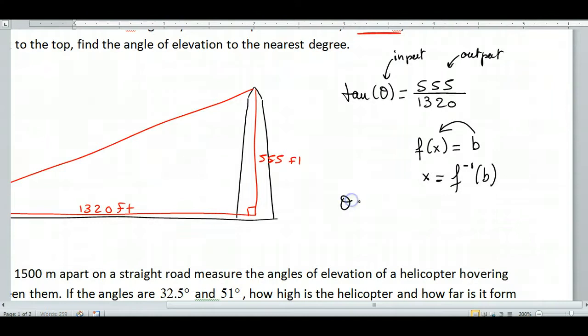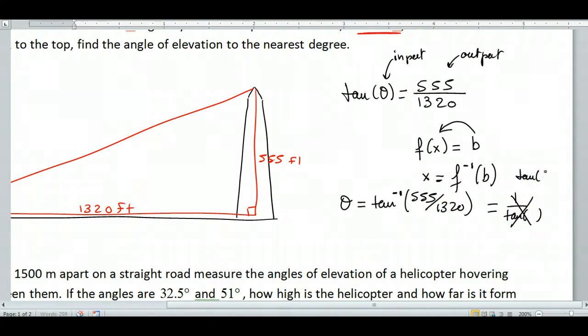So theta right here would be tan inverse of 555 divided by 1320. Now be careful, this has nothing to do with the reciprocal of tan, okay? Don't confuse this with the reciprocal of tan. This has nothing to do with 1 over tan of something. This is a tan inverse. The reciprocal would be this right here. You take something and you put the negative on right here. Now that's a reciprocal, okay? All right, actually, let me erase that.